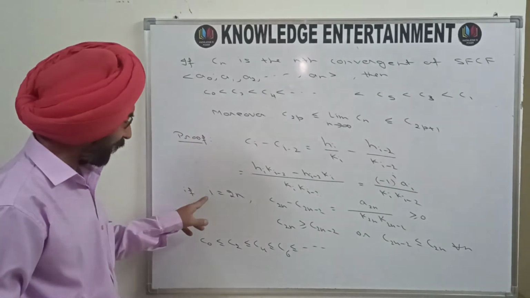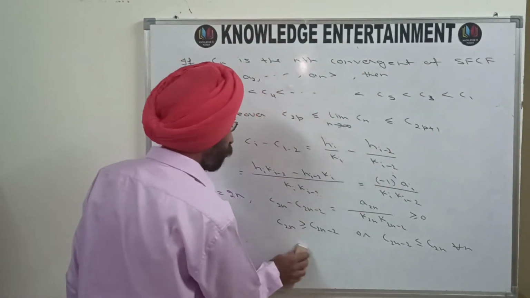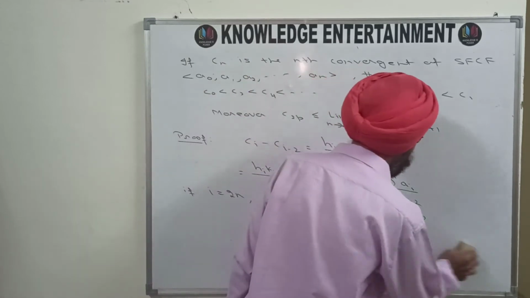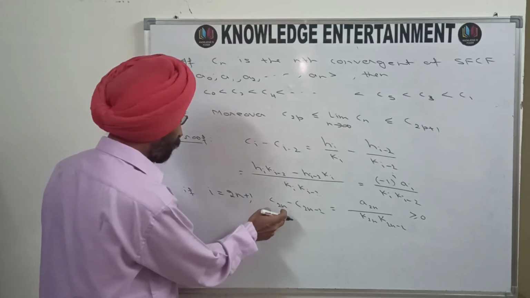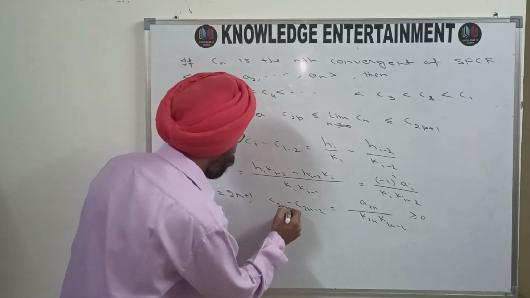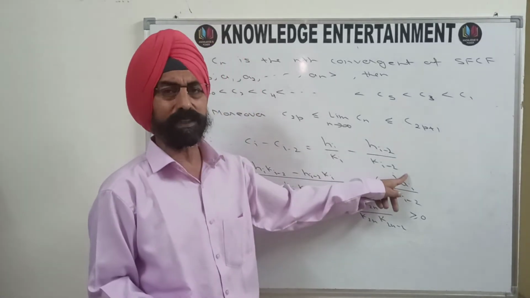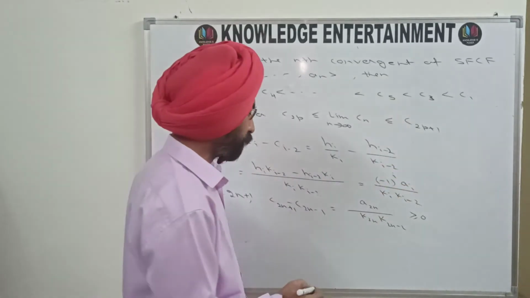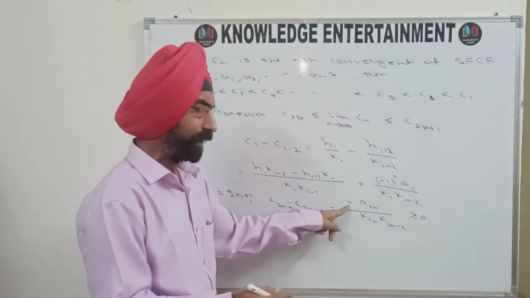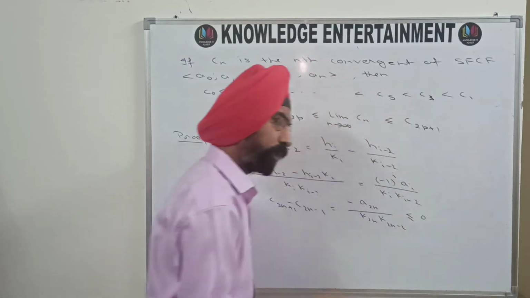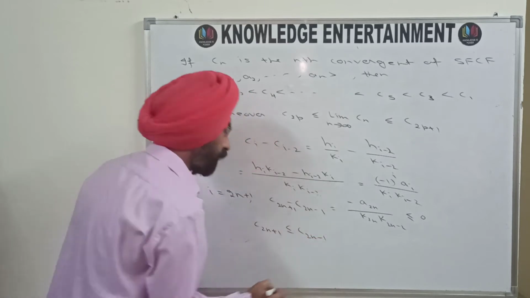Again, take i to be equal to 2n plus 1. Taking i equal to 2n plus 1, you will get here C2n plus 1 minus C2n minus 1. And here minus 1 raised to the power 2n plus 1, minus 1 raised to the power odd will become negative. So this is positive, this is positive, this is positive, but there is a negative sign. So this quantity is less than or equal to 0. So you can say that C2n plus 1 is less than or equal to C2n minus 1.